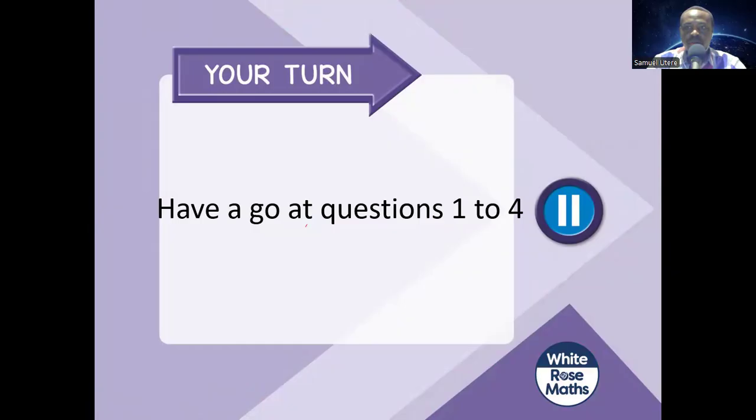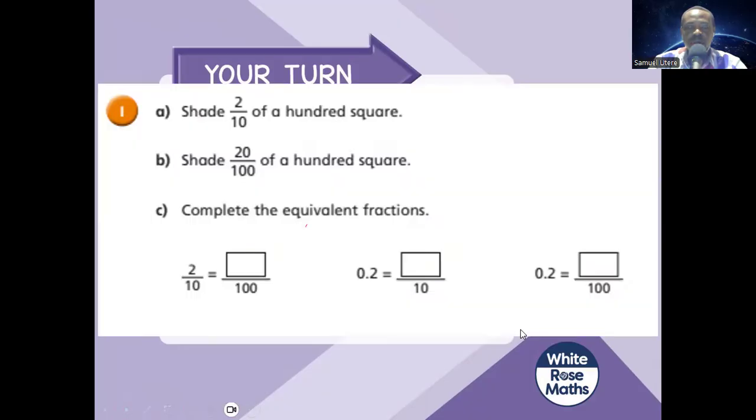So what you've learned so far is using the skill that you learned in earlier lessons of knowing how to shade 100 squares. You can convert between fractions and decimals with the focus on tenths and hundredths. Pause the video and answer question 1 in 2 minutes.